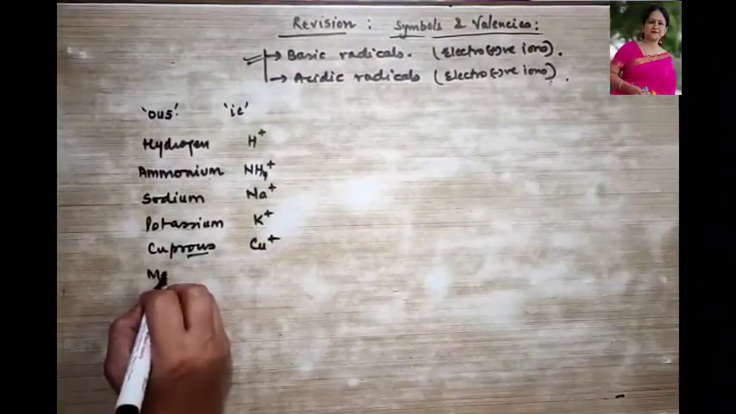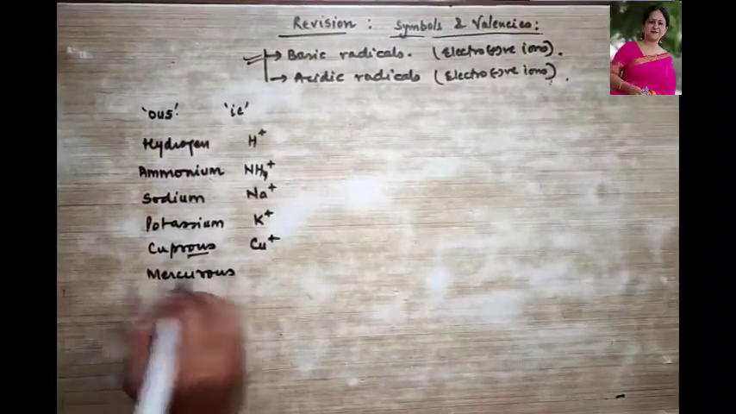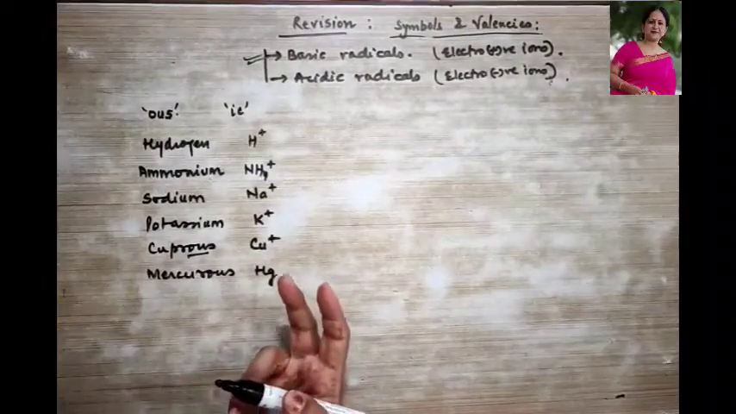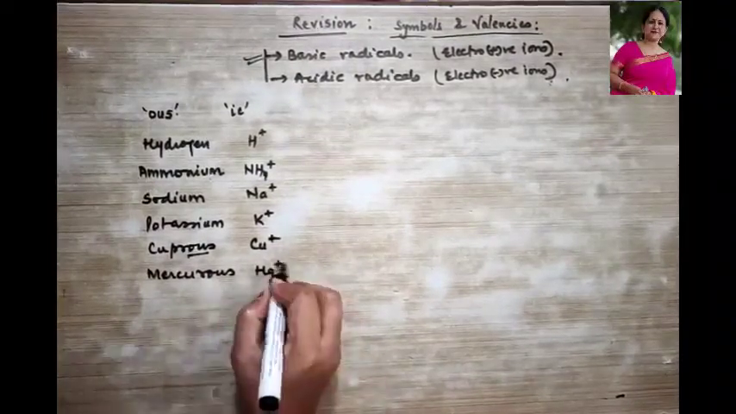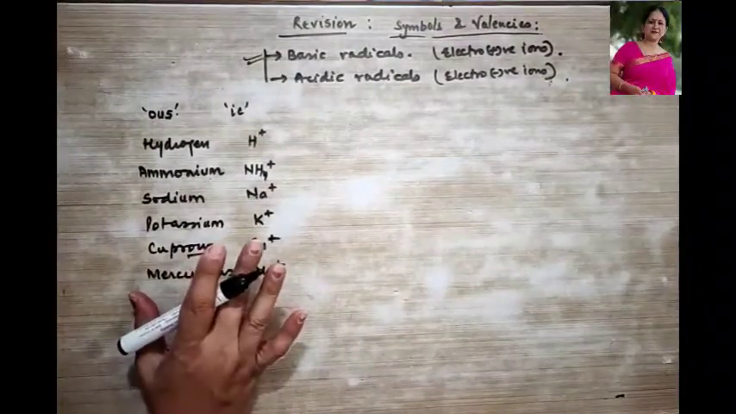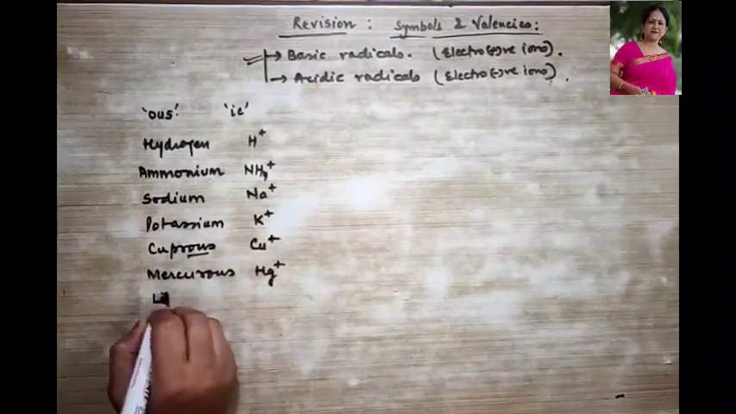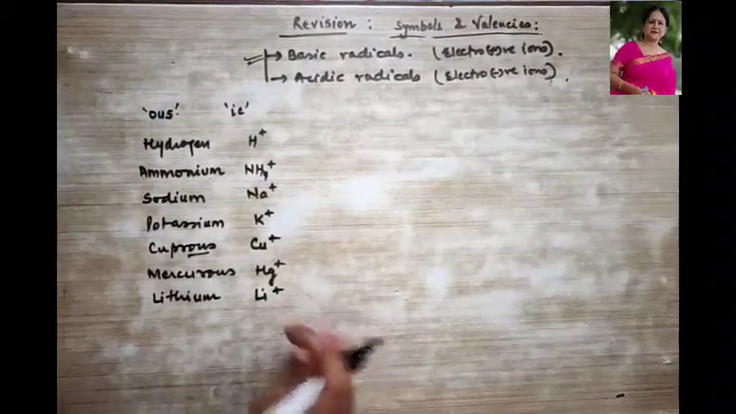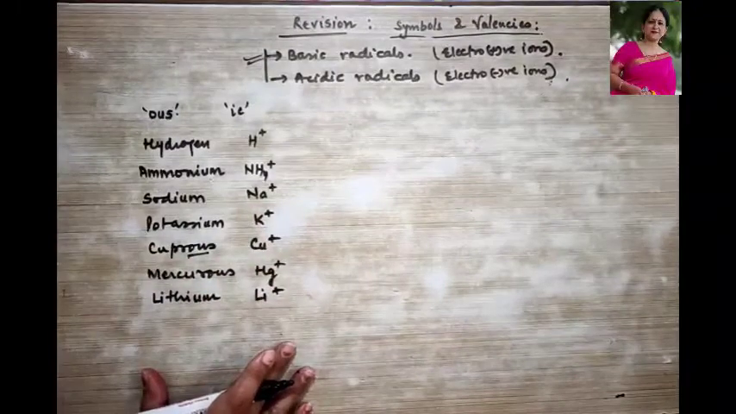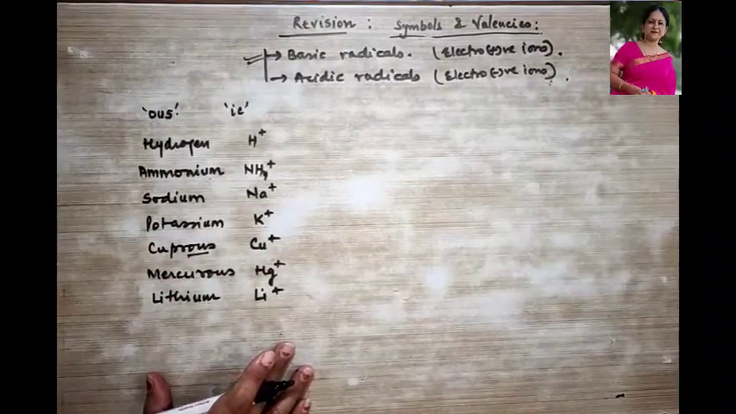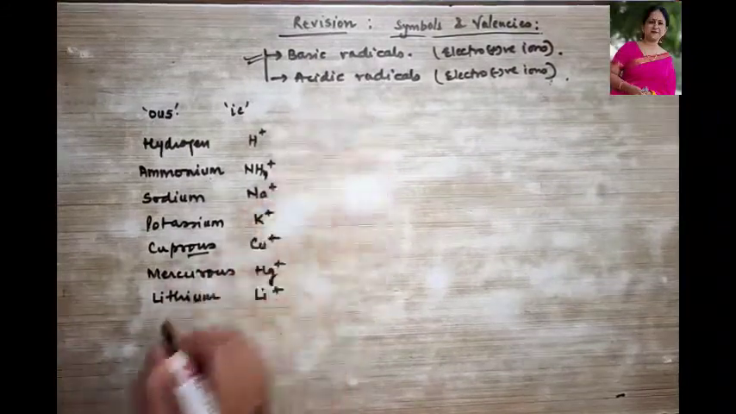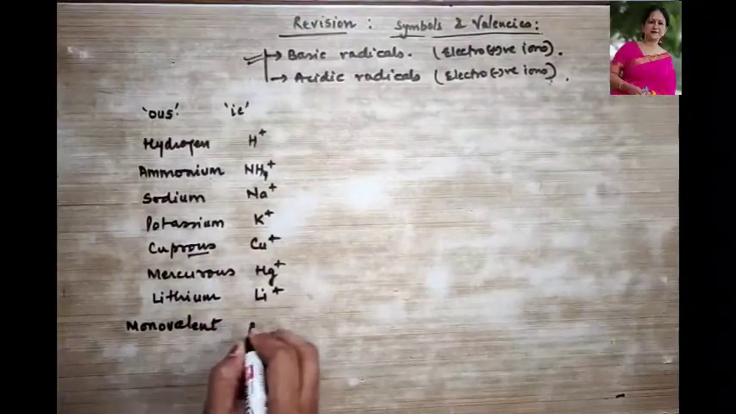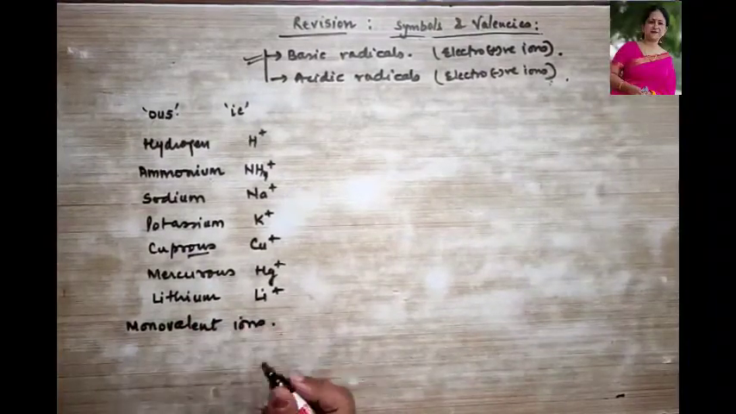Similarly, mercurous. Mercury is Hg. Since it says mercurous, that means it is also showing variable valency. The lower valency is called as "-ous". I hope you are trying to understand all this. Then even lithium, its valency is +1. So these are some of the radicals whose valency is +1. They are also termed as monovalent ions or radicals.